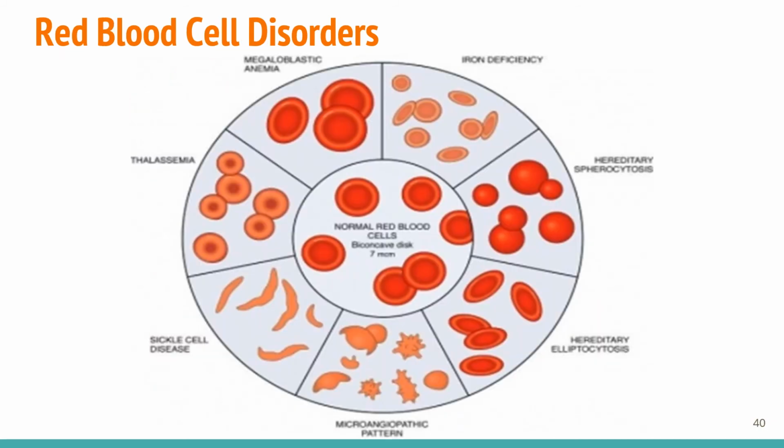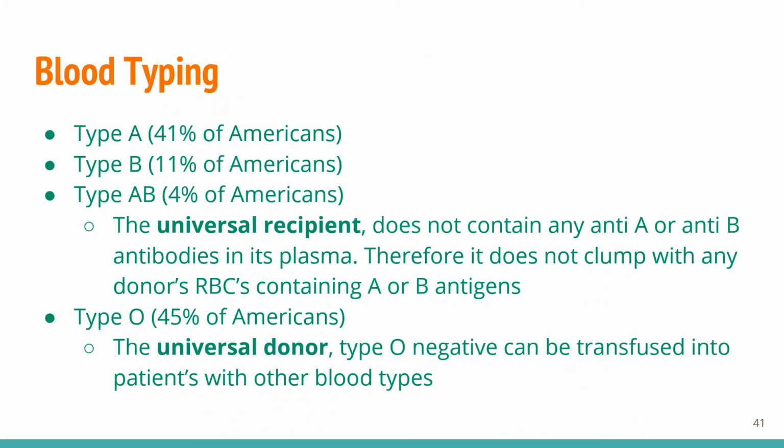All right, so here is a little summary of all the different red blood cell disorders that we talked about. Make sure you at least know the major characteristic of each one, what defines them. Now we're moving on to blood typing. So now we're going to talk a little bit more about blood and blood typing.